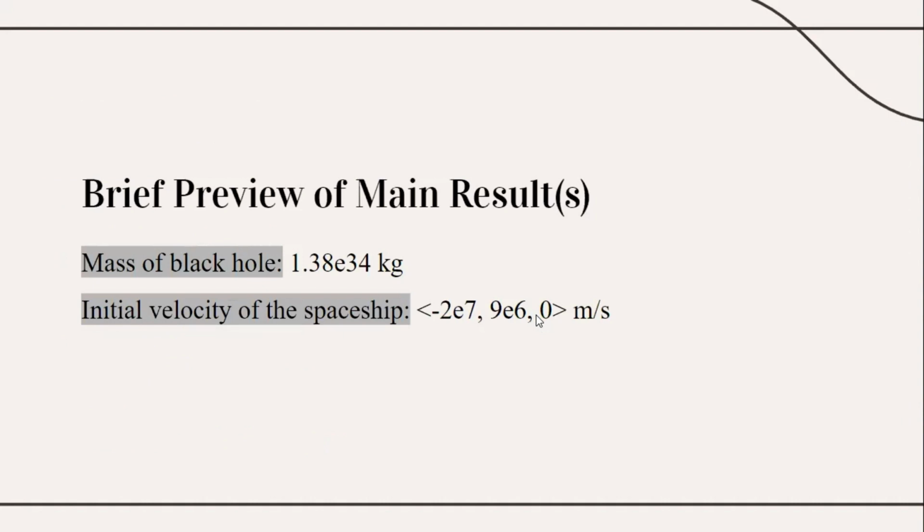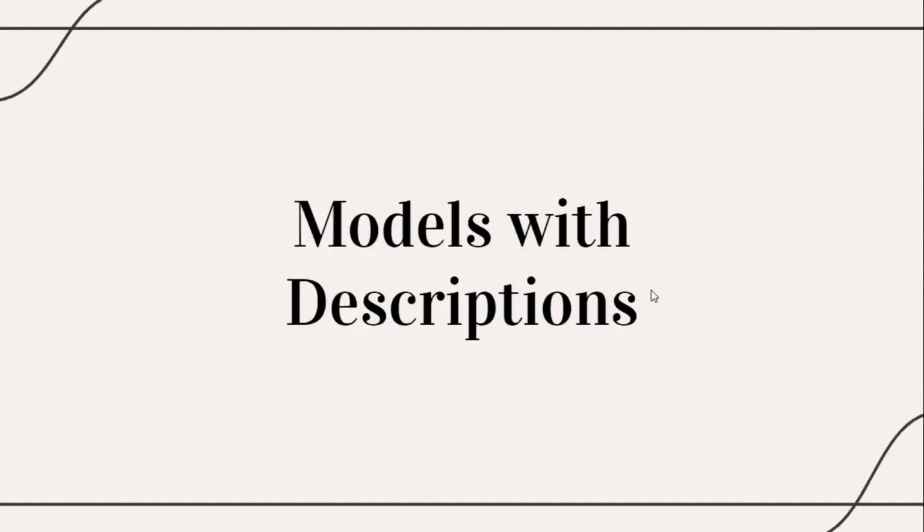Here's a brief preview of the main results. The mass of the black hole was averaged to equal 1.38 times 10 to the negative 4 kilograms, and the initial velocity of the spaceship in part 2 was <-2 times 10^7, 9 times 10^6, 0> meters per second.